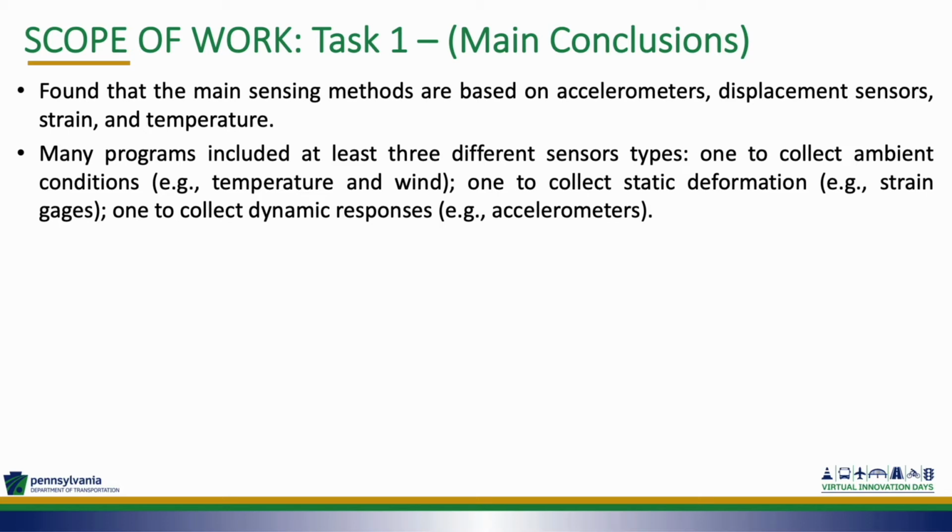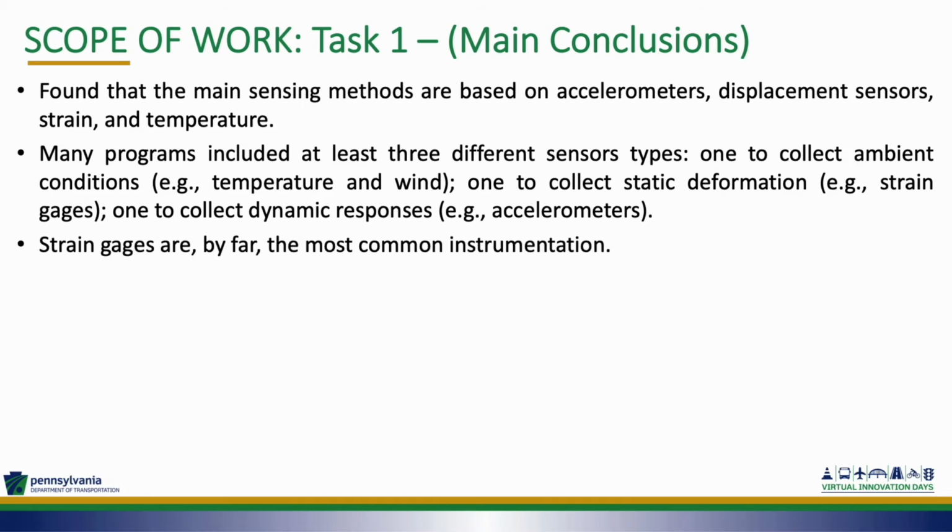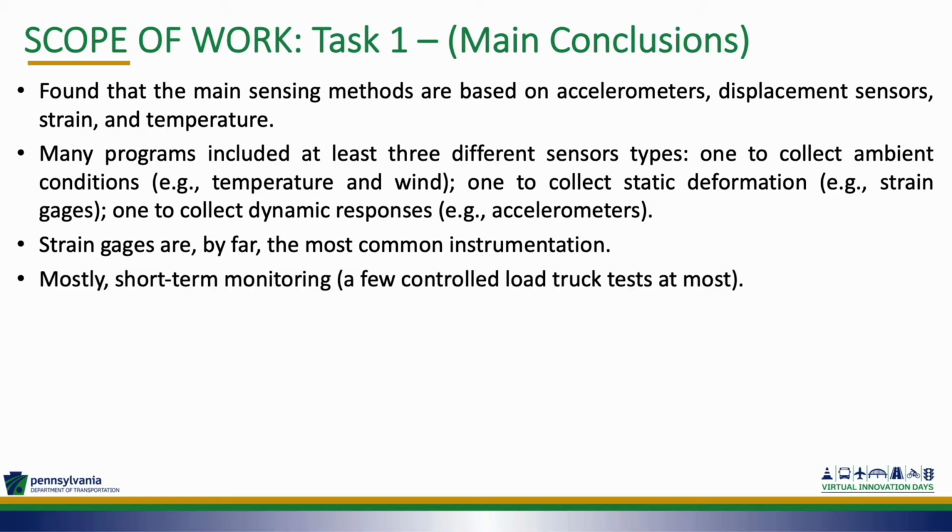Many programs included at least 3 different sensor types: one to collect ambient conditions, for example temperature and wind condition; one to collect static deformation, for example strain gauges; and one to collect dynamic responses, for example accelerations. Strain gauges are by far the most common sensor type installed on those bridges.